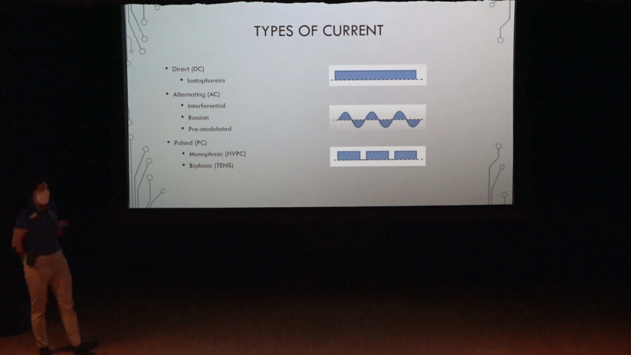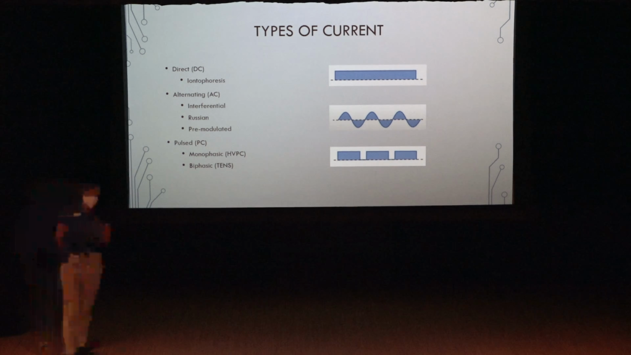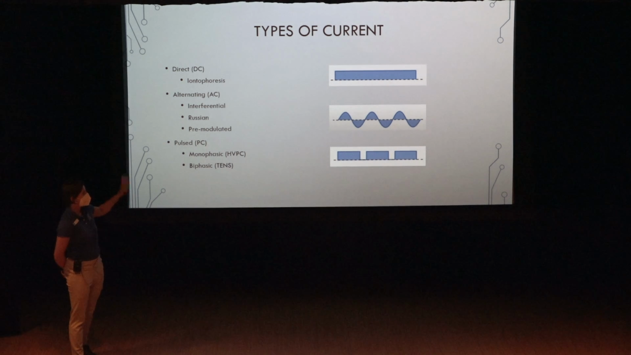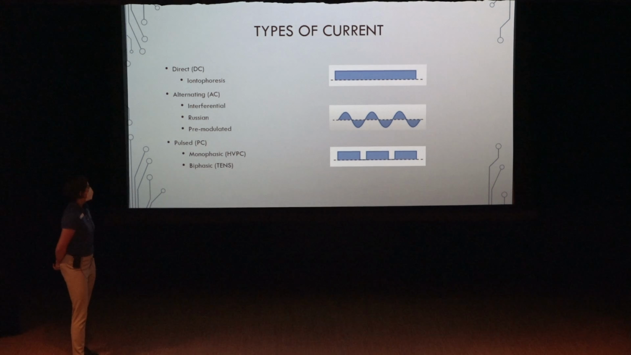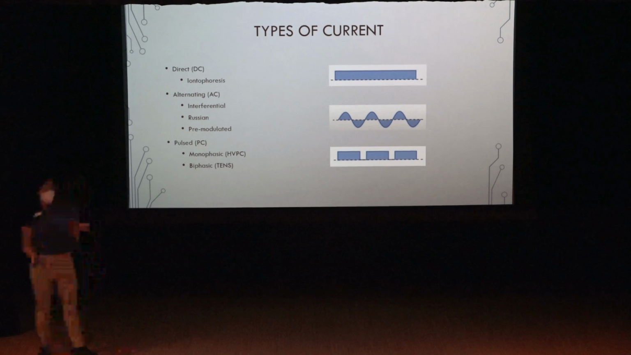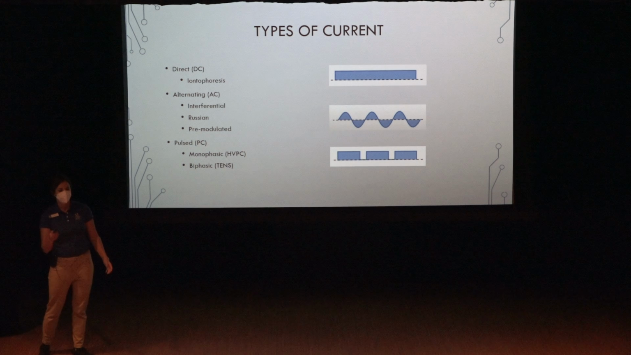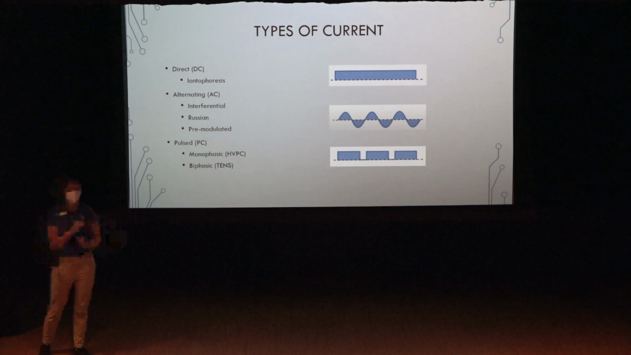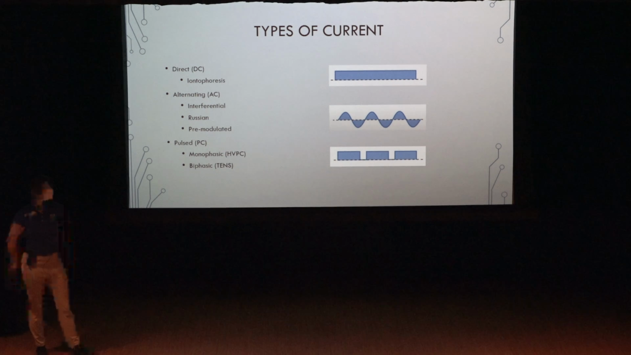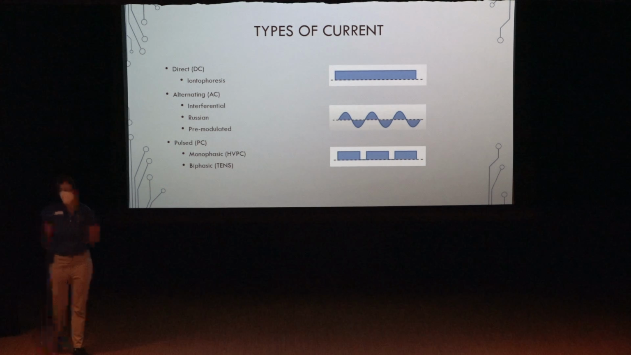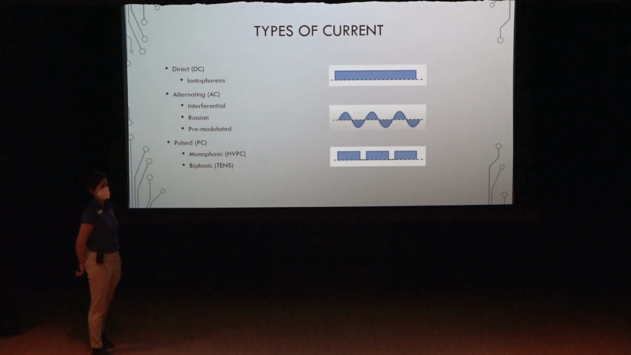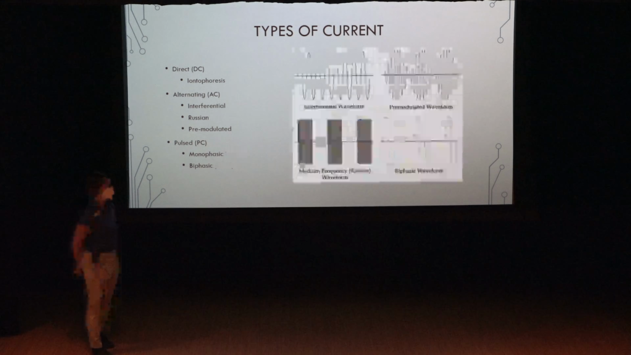Okay, types of current. There are really two types of current, direct and alternating. Direct is this box just marching relentlessly onward, like the battery. Alternating current is a reversal of polarity. So you have basically the poles on either side are reversing polarity, and it's causing this sinusoidal wave. Okay? And those are your forms of like interferential, Russian, and pre-modulated current. Pulse current is a form of direct current with rest period, times when the current turns completely off.